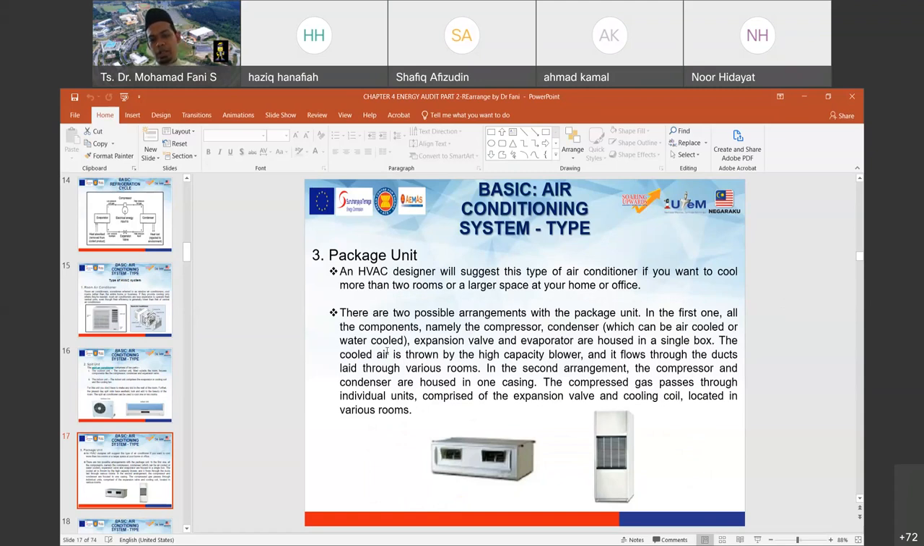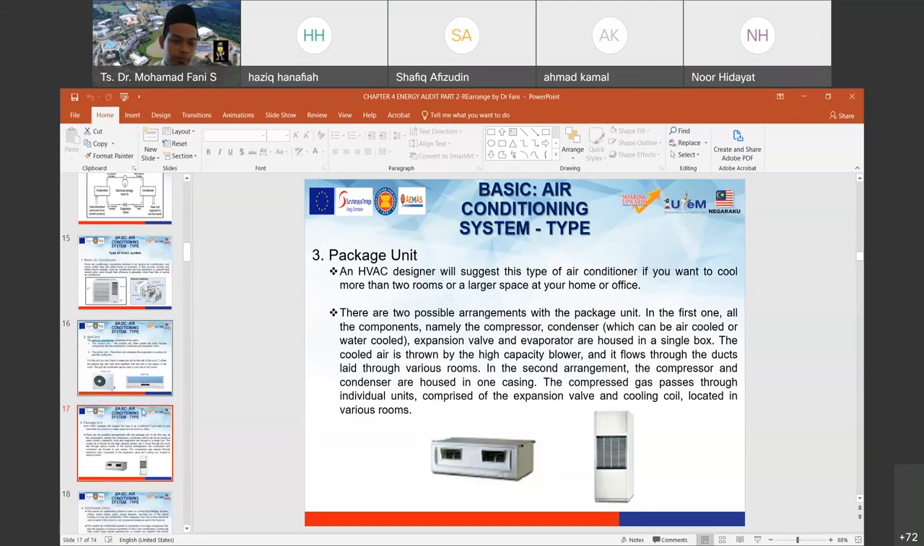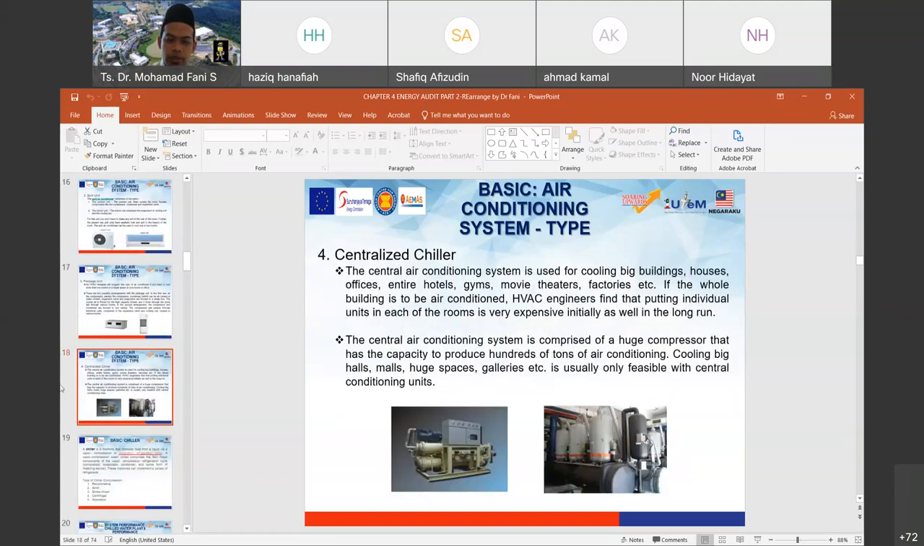Package unit, okay, normally they install this package unit in offices and hotels, so people can control their rooms separately, the cooling system controlled separately for their office and also for their room. And a very famous one, the centralized chiller, that is always installed in large commercial buildings, for example office buildings, movie theaters, factories, etc. So for HVAC, this is the picture for the centralized chiller.